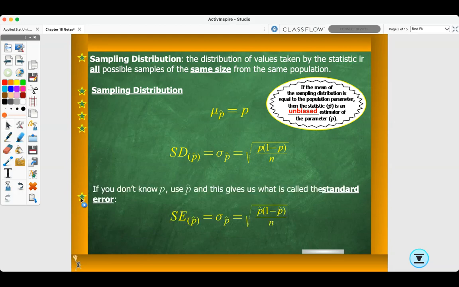If you don't know p, use p hat, and this gives us what we call the standard error. So the standard error of p hat is the square root of p hat times 1 minus p hat all over n. Remember, 1 minus p hat is the same as q hat.